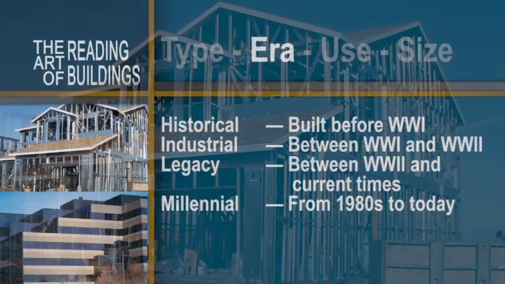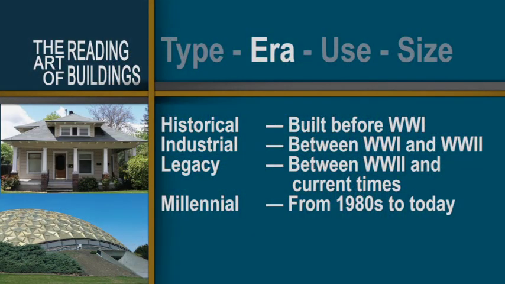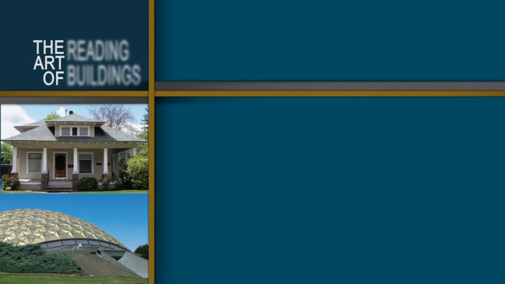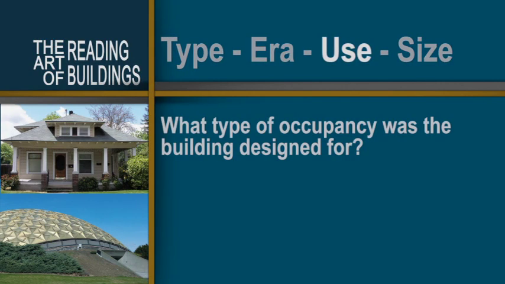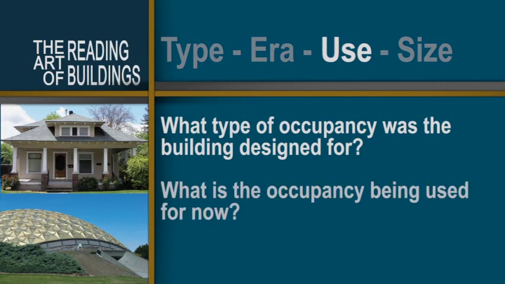Historical, industrial, legacy, and the millennial, or engineered lightweight building. That's 2 of the 4 inputs. The next input is the use of the building. What is the building being used for? But we have to look at that with 2 realms. What was it originally intended to be used for, and what is it currently being used for?